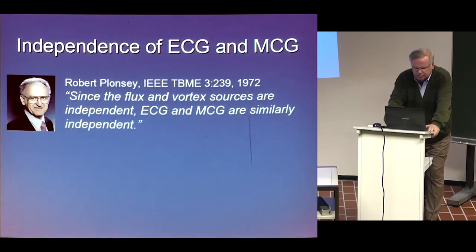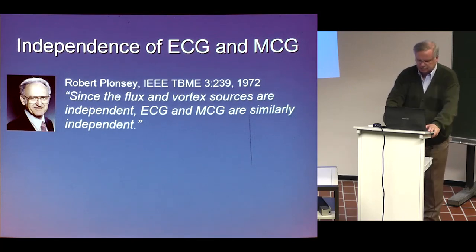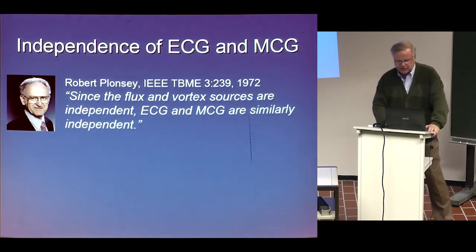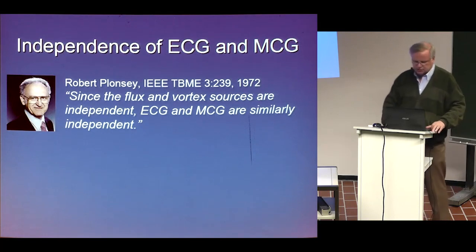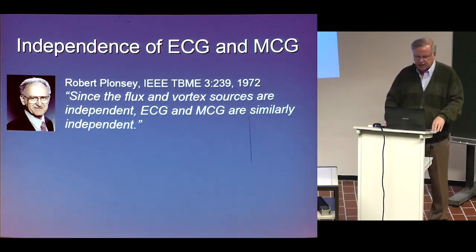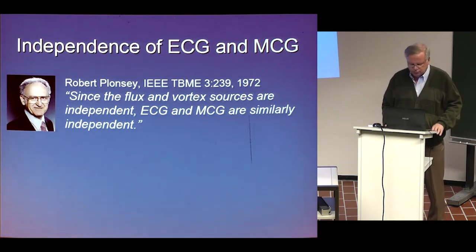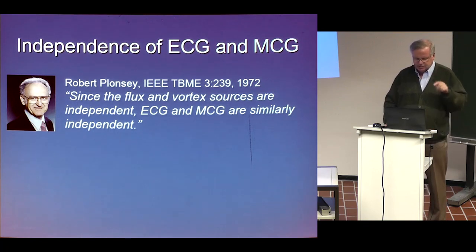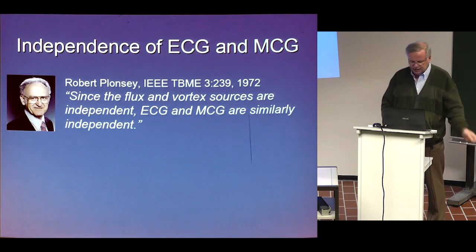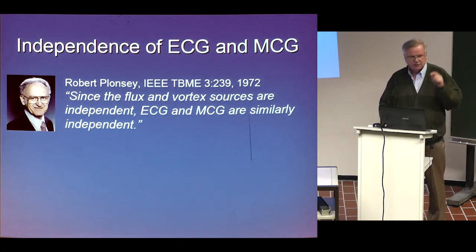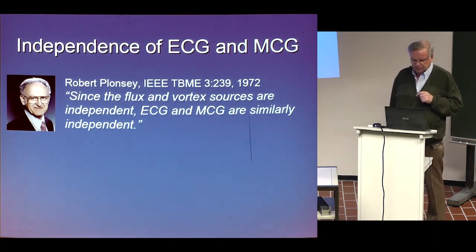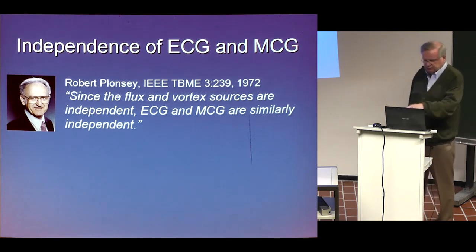Robert Plonsey, my very good friend with whom I wrote the book, published in 1972 in IEEE Transactions an article about the independence of ECG and MCG. On the basis of the Helmholtz theorem, he concluded that since the flux and vortex sources are independent, ECG and MCG are similarly independent. That was his conclusion. It was published in '72.